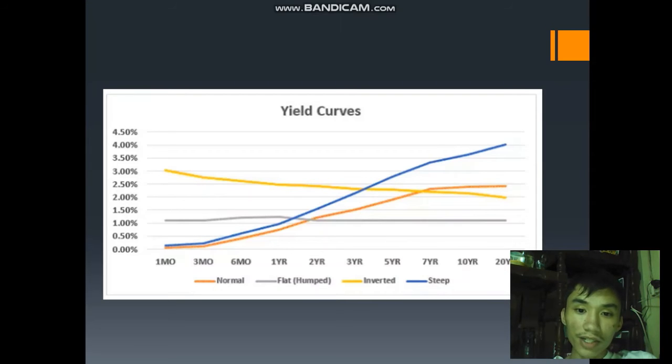And if it is inverted, which is an abnormal one, it means that the risk of not having the bond is lower, approaching maturity. And in the flat one, which is humped, it just means that the risk is quite constant and it only behaves like having a hump if there is a change in the market.